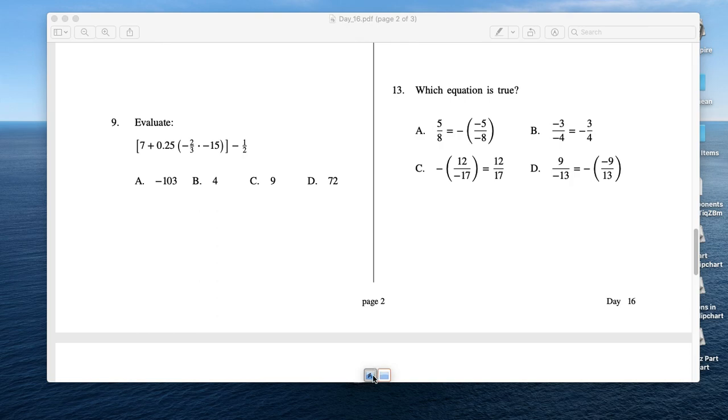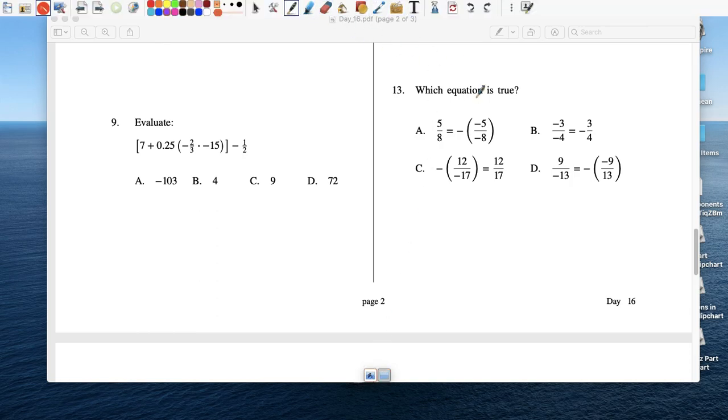13. Which equation is true? Well, negative 5 divided by negative 8 is positive. So that becomes 5 over 8. But because of that minus sign that we put in the front, it becomes negative. So this is not it. Negative 3 divided by negative 4, it's a negative divided by negative, so you eventually get 3 over 4, which is positive. And here it says it's negative, so B is also not.